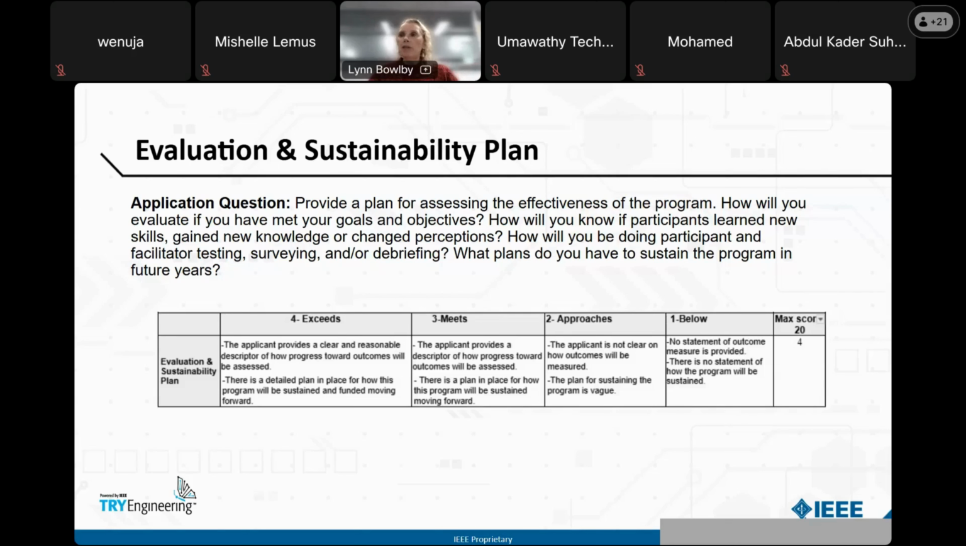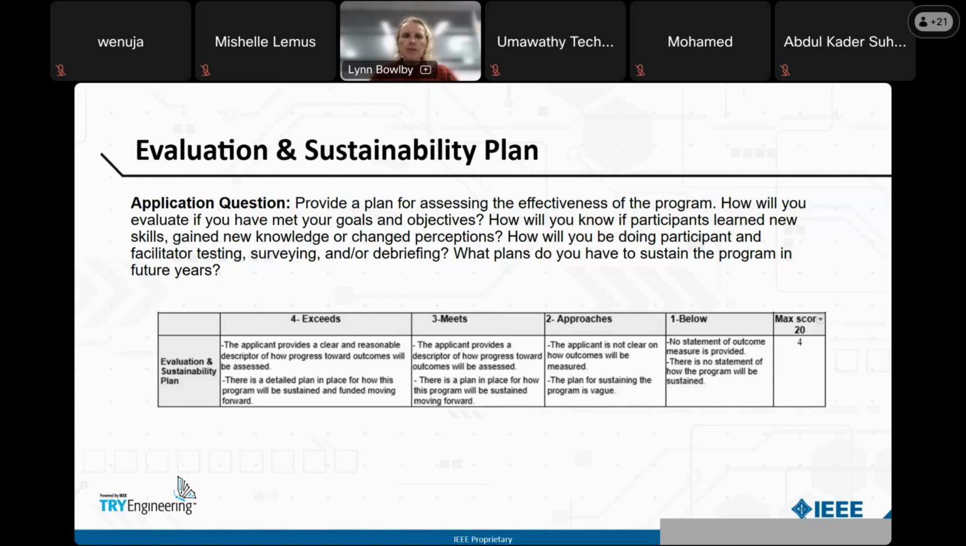Or maybe they have laptops available to them in your room. Make sure they go in. If you want to do a virtual survey, make sure that your participants go in and complete that survey before they leave the event. That way they're not leaving and you're missing the opportunity to get their feedback. And then certainly, as I said, how are you going to sustain the program in future years?